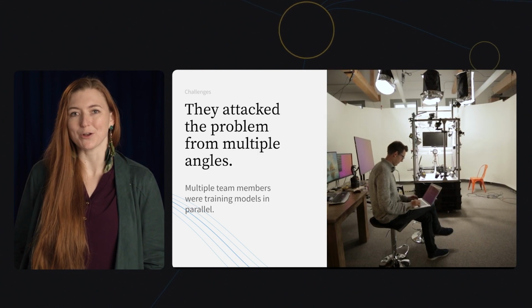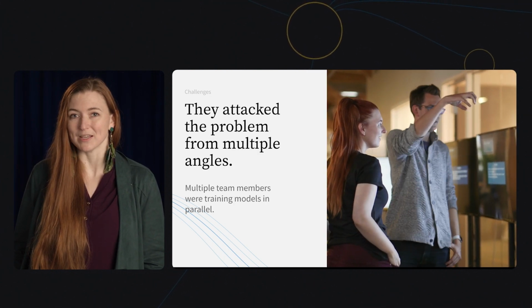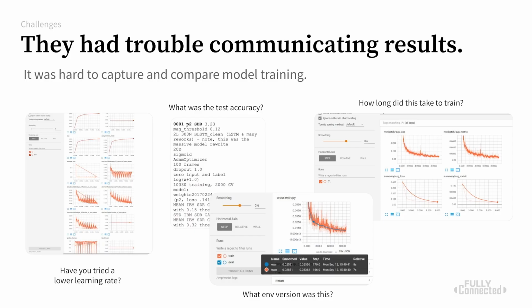Multiple team members were training models in parallel, and before W&B, they had trouble communicating results. It was hard to capture and compare iterations of model training. What was this test accuracy? How long did this model take to train? What environment version was it using? Have you tried a lower learning rate? There were a flurry of Slack messages back and forth to communicate findings. And these details and context from modeling were hard to track without a dedicated system. OpenAI needed to make fast progress on production models, and they needed tools for tracking and iterating.